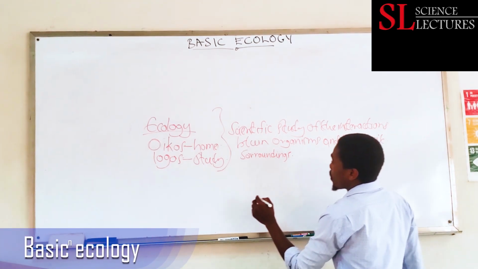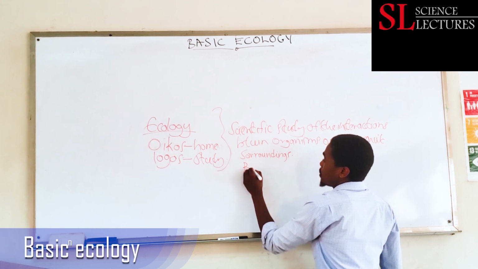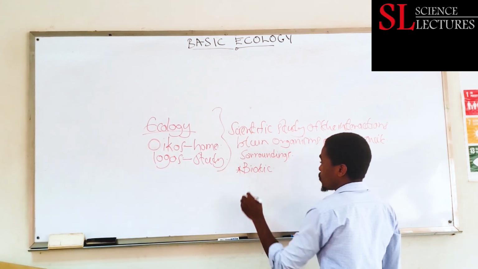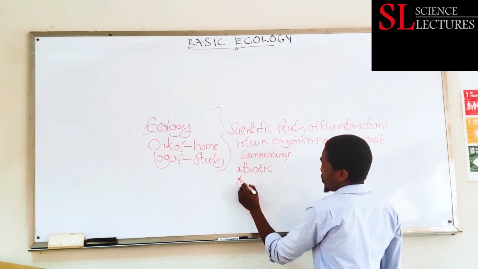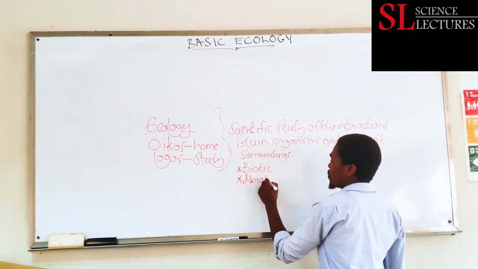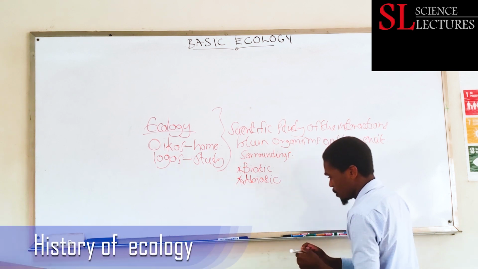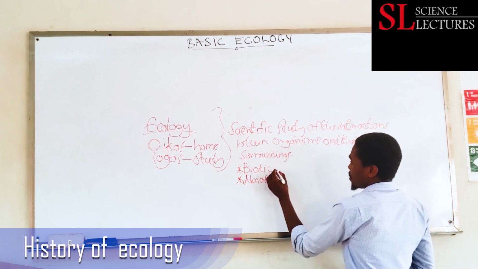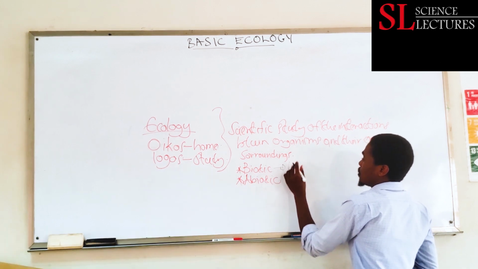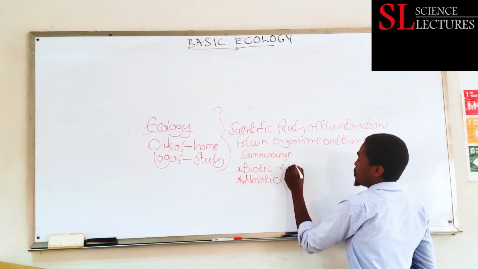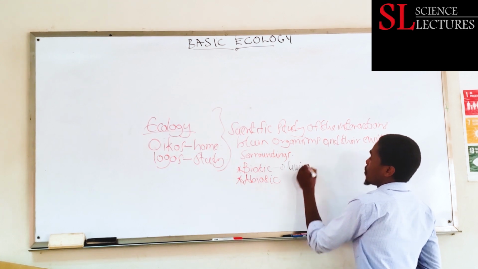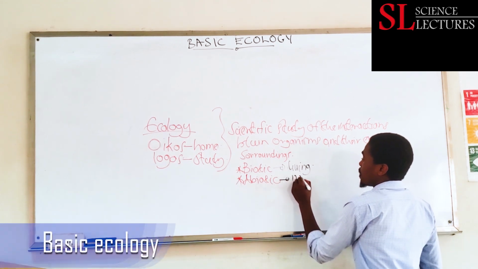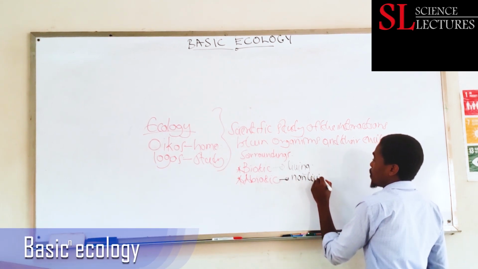Now the surroundings or the environment can be either biotic, so some new terms have come into play, or they can be abiotic. What is the difference between the biotic and the abiotic? The biotic components are the living components of the ecosystem. Then abiotic, they are the non-living components.